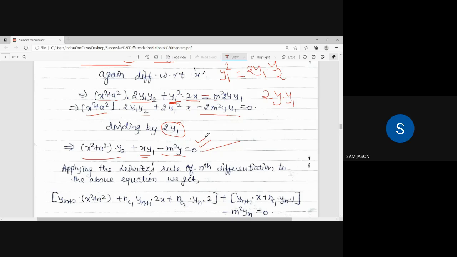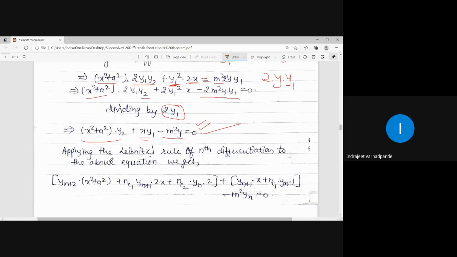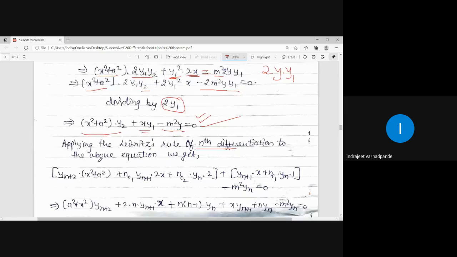What do I have to apply for that? Leibniz rule. So applying Leibniz rule of nth differentiation to the above equation. Now tell me, which of these two will we take as u and which as v? y2 will be u because we can take its nth derivative. x square plus a square will be taken as v because its derivative becomes zero after certain derivatives.